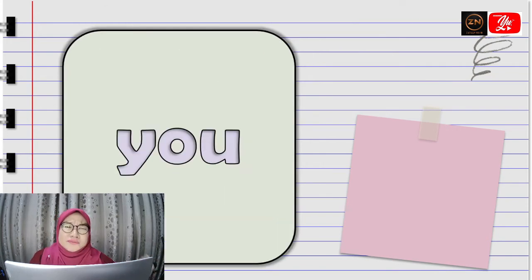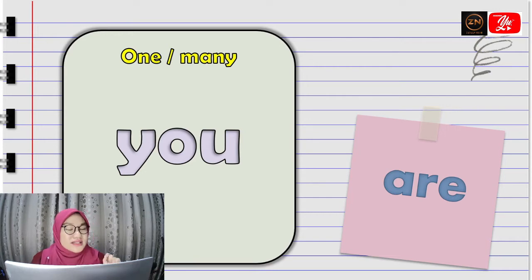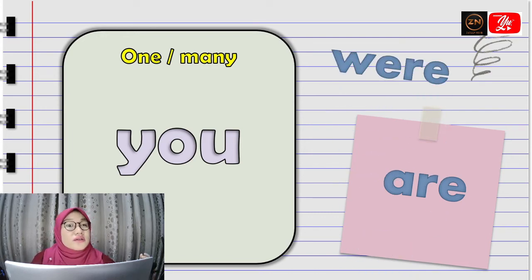Alright, everyone? But what about this one? Now, this one is special. Special case. Now, the word you in English can refer to one or many people. You in Malay means awak, or it could mean kamu. When we say kamu, it refers to a lot of people, not only one, many people, right? But whether it's one or a lot of people, you still use the verb to be are if you have you as your subject in your sentence. Okay? And if you use the verb to be are, the past tense will be were.